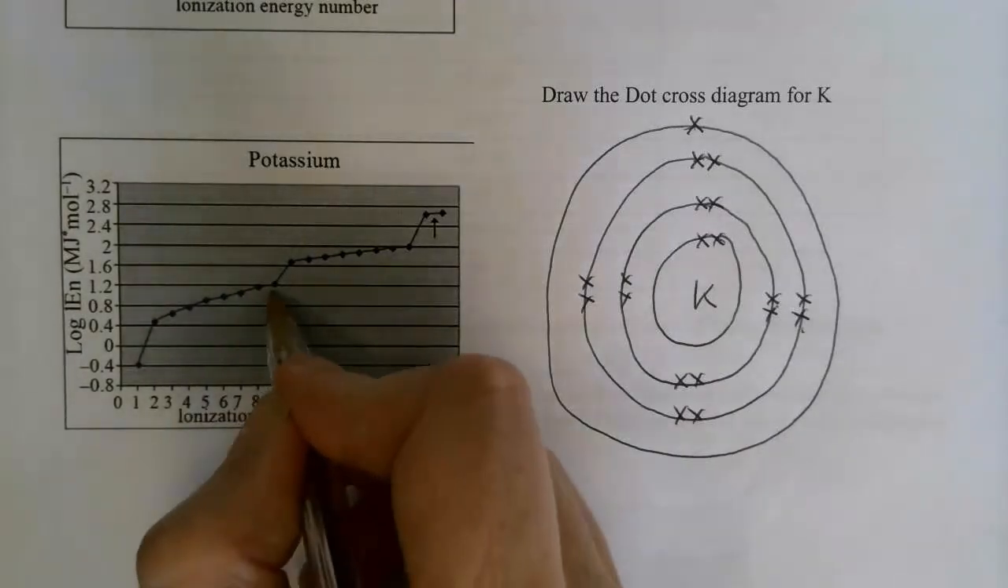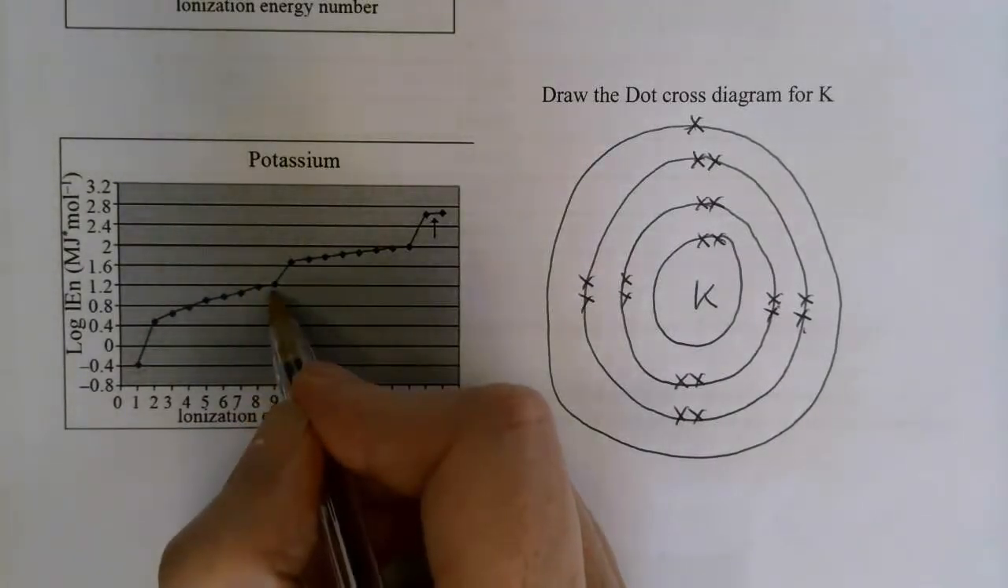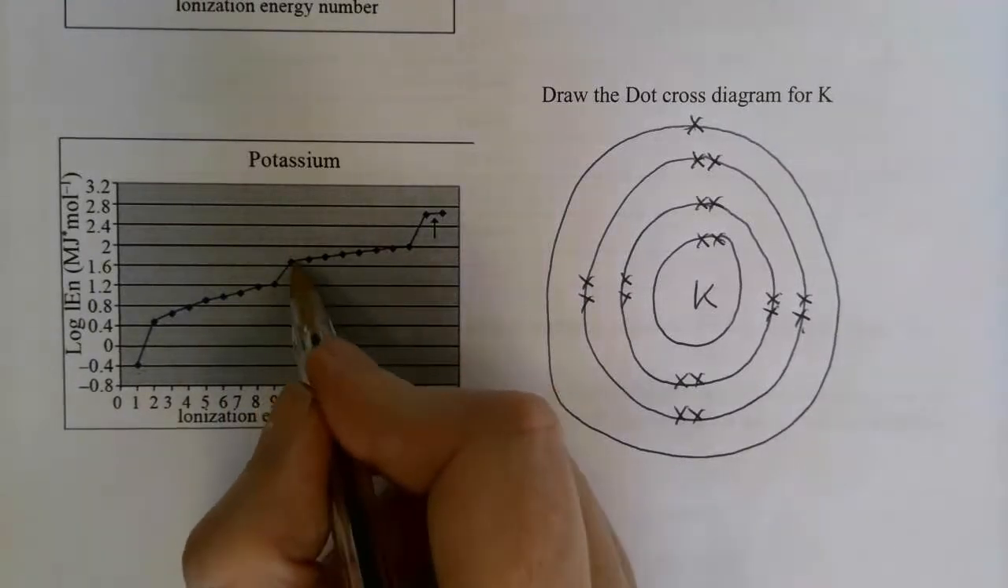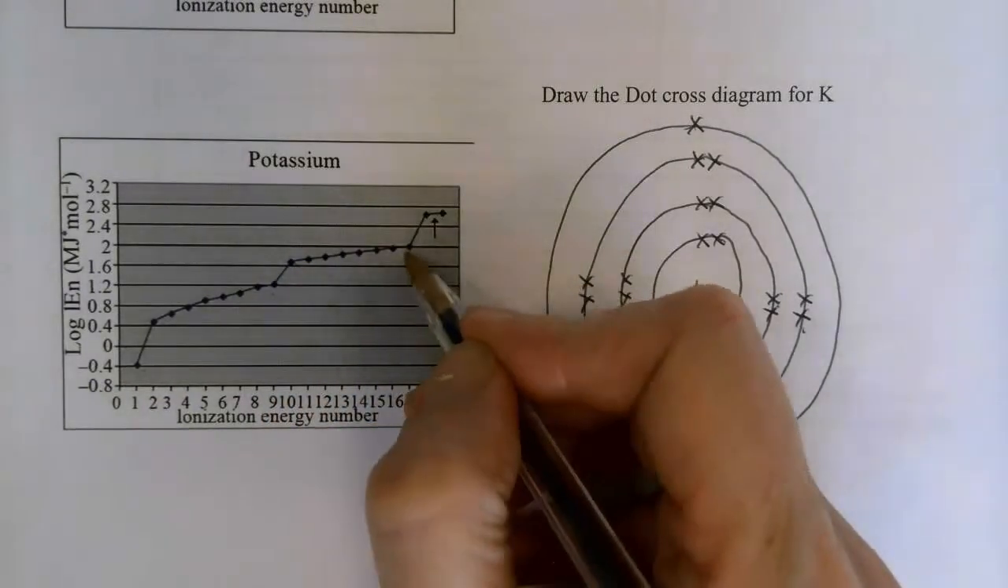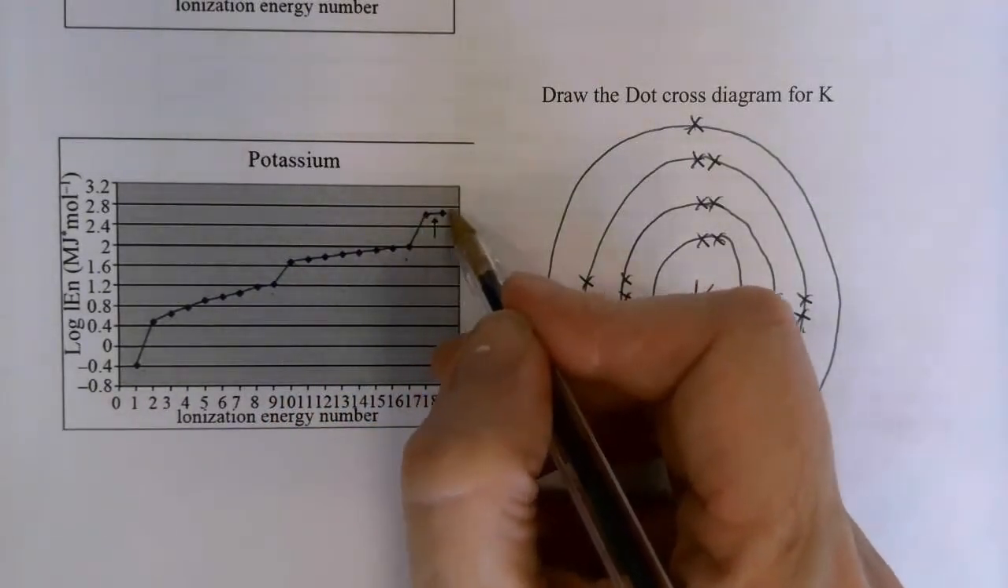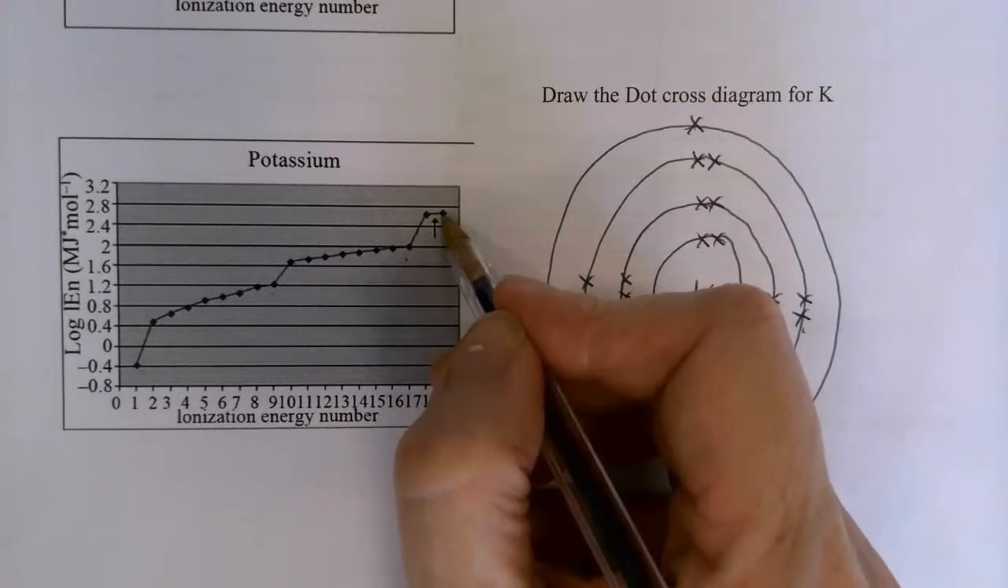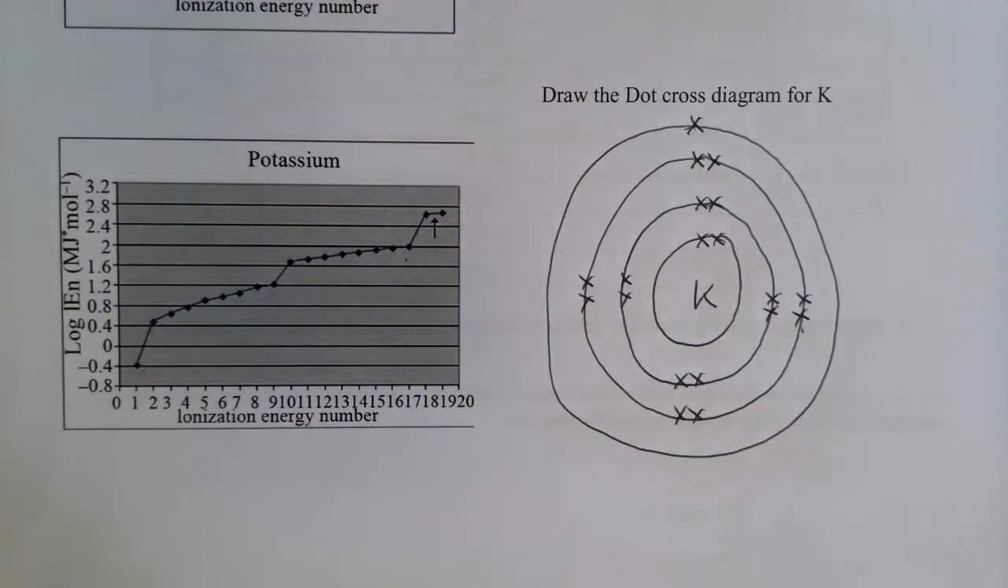There's that gradual increase as you're taking away an electron from an increasingly more positively charged ion. Another jump as we go to the second principal quantum shell. Again, that gradual increase. And last but not least, the jump to the 2 electrons in principal quantum shell 1, closest to the nucleus, requiring the most amount of energy to remove.